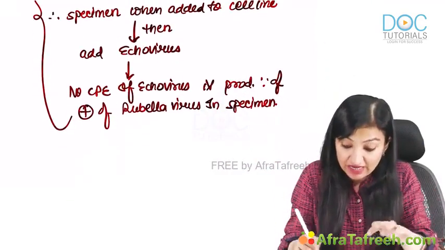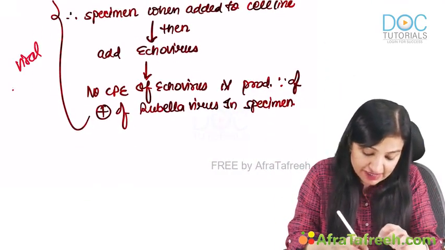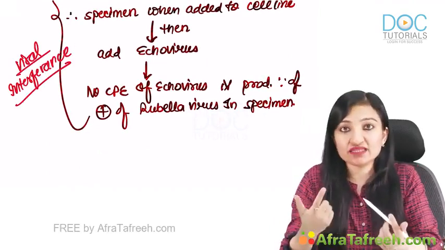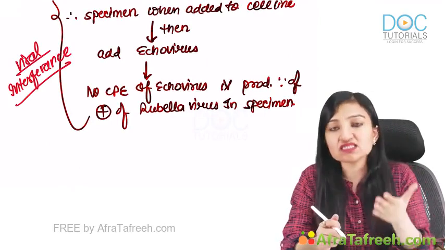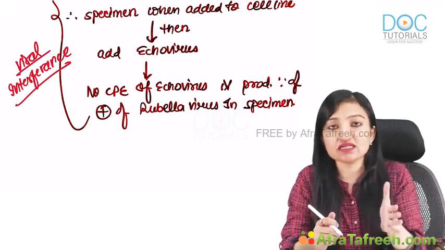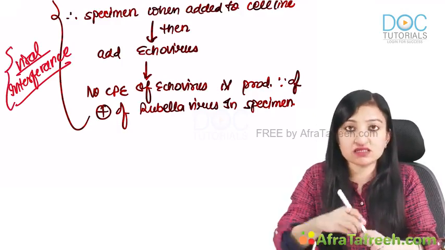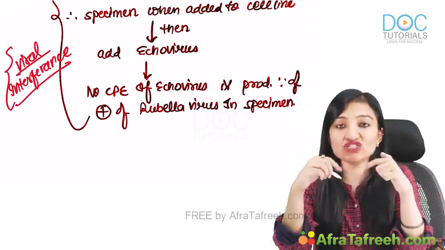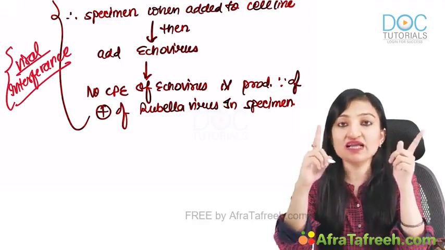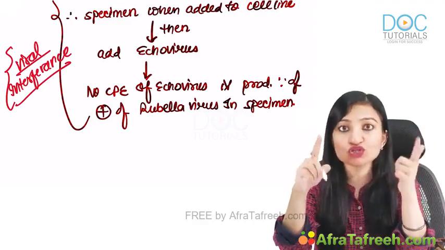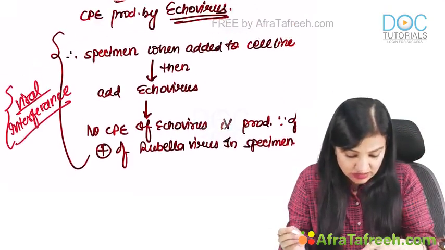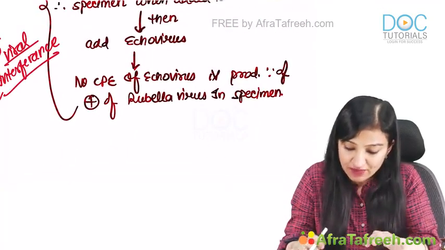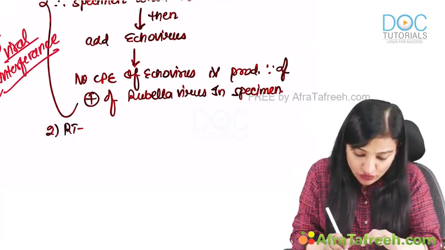So remember this again. This is known as viral interference. It's one of the methods by which you can detect the presence of virus in cell culture or tissue culture, and this belongs to CHIMT. Remember, CHIMT is a mnemonic which I mentioned in the video on introduction to viruses when I was discussing tissue culture or cell culture. So this is a classical example of one virus interfering with the cytopathic effect produced by another virus. Then number 2, you can go for RT-PCR.